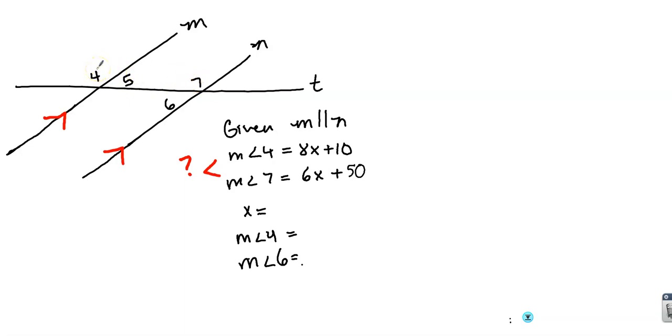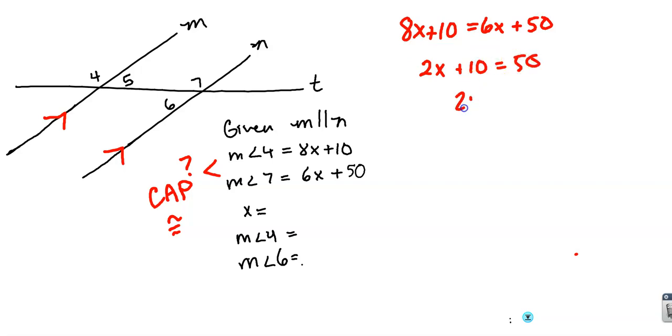What type is that? Corresponding angles. So I'm going to use the corresponding angles postulate. Remember, it's the only one that's a postulate. And what do we know about corresponding angles? If the lines are parallel, they should be congruent. So I'm going to set those two angle expressions equal. That's what congruent means. So I subtract 6x.